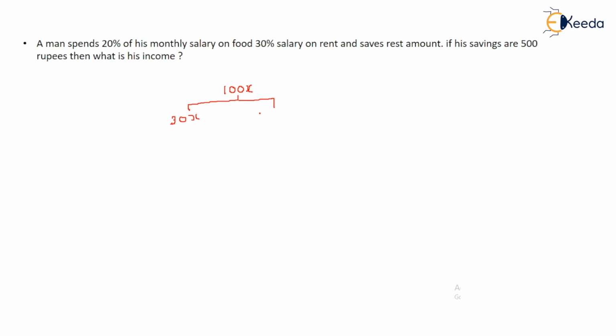Let's write in this way. 20x he spent on food and the remaining 30x on what? Rent. And how much is he left with? 50x. So this 50x value is what? Savings, which is equivalent to how much? 500. So you can find out the value of x from this. So x value comes out to be 10.